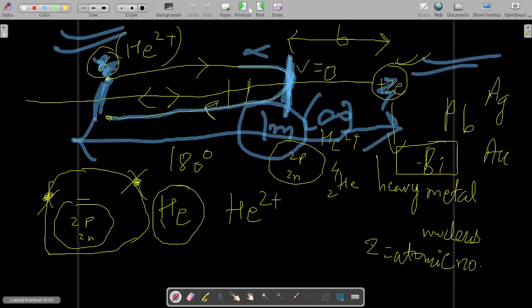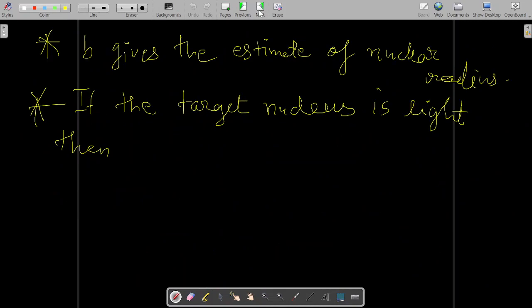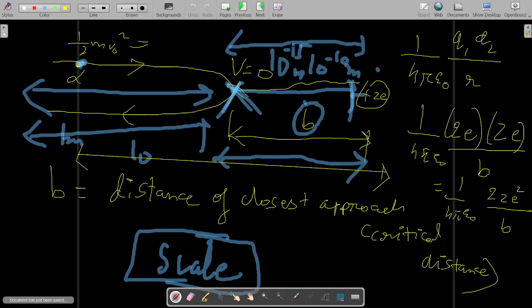But if suppose we take light nucleus, then what will happen? If the target nucleus is light, it will have comparable mass. For example, lead has 82 atomic number, and the mass number is very large for lead. It is something around 180. And the mass number of alpha particle is just 4, right? So lead is super heavy as compared to this alpha particle.